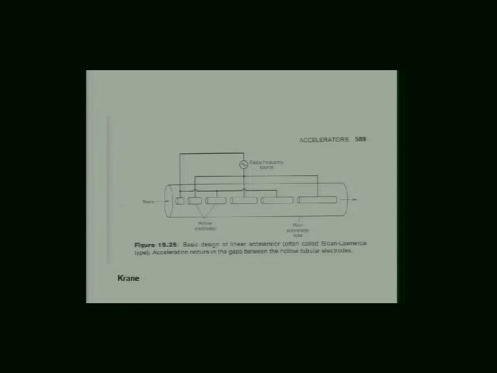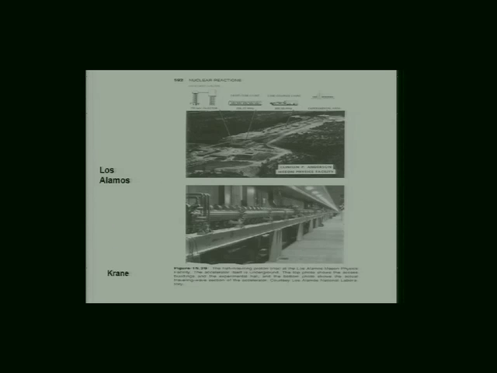But this only works if the protons come at the right interval in time so that they always arrive at the gap when the potential is in the right direction to accelerate them. So you get bunches of particles that way. And because the velocity keeps increasing, the length of these tubes has to get longer and longer as the particle gets accelerated. And I mentioned that there are big ones of these in various places around the world.